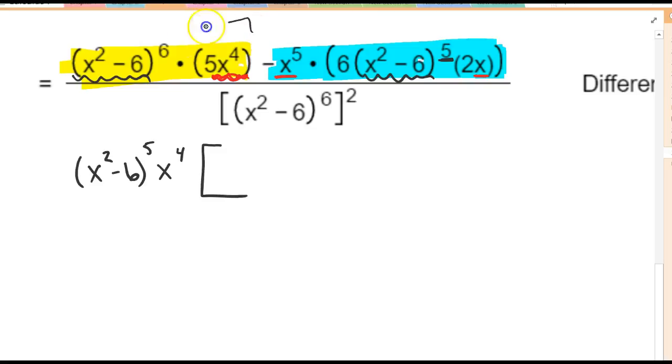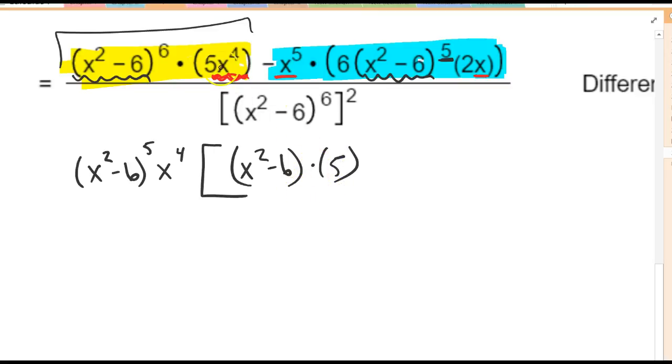So what do I have left in this yellow term if I take out an x squared minus 6 to the 5th power? I have an x squared minus 6. I have a 5, and that's all I have left in that yellow expression. And then in the blue one, if I take out an x to the 4th, I'm left with a 6 times a 2, because this is just being multiplied. So 6 times a 2, which is 12, and then I have x to the 5th times x, which is x to the 6th, but I take out an x to the 4th, so I have an x squared.